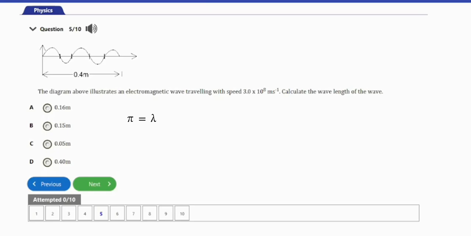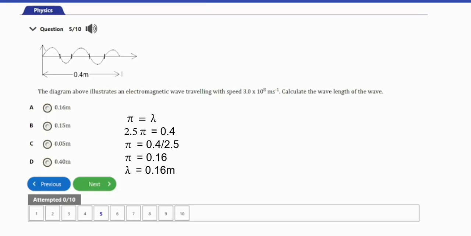If one period is equal to lambda, we need to calculate how many periods we have here. That's 1 to 2.5. So guys, that's 2.5 periods. Checking the length from this point to this point, 2.5 periods is equal to 0.4 meters. So one period alone will be 0.4 over 2.5, and that would be 0.16. So if one period is equal to lambda, then lambda is equal to 0.16 meters. And that's option A. So option A is the answer to this question.